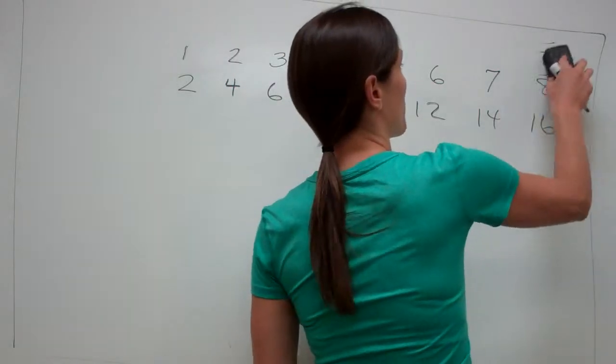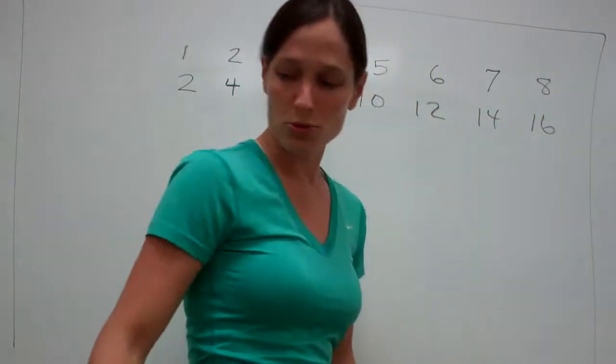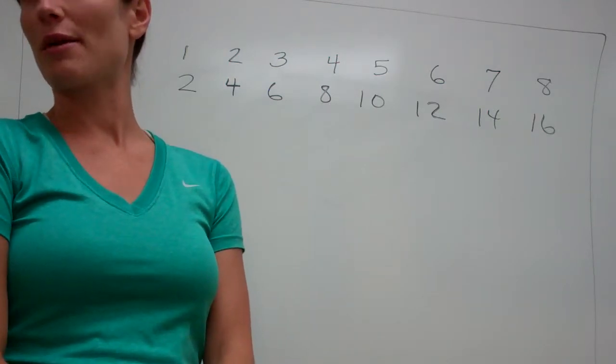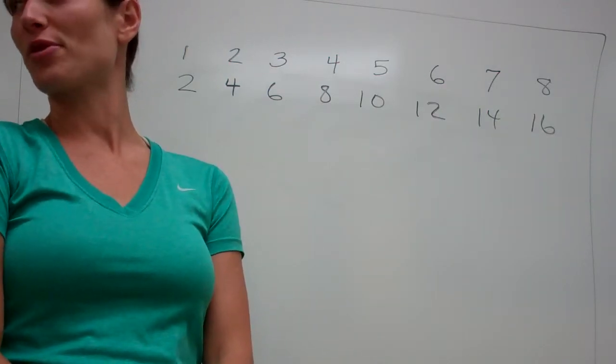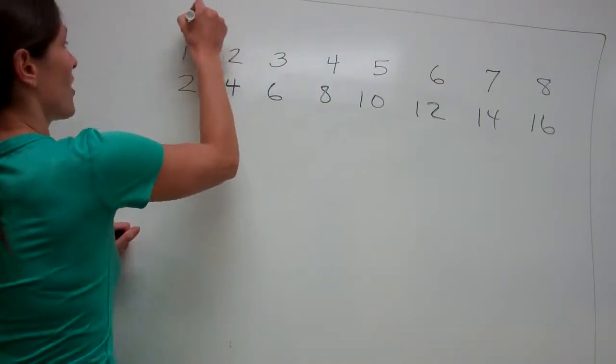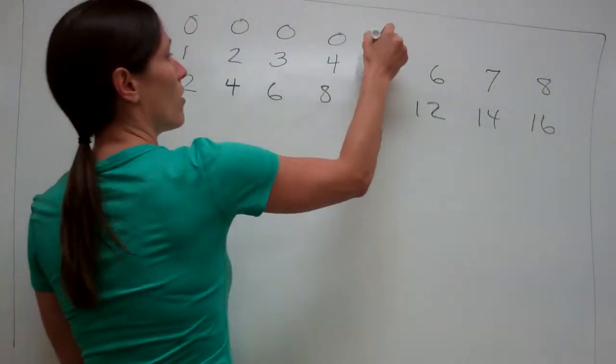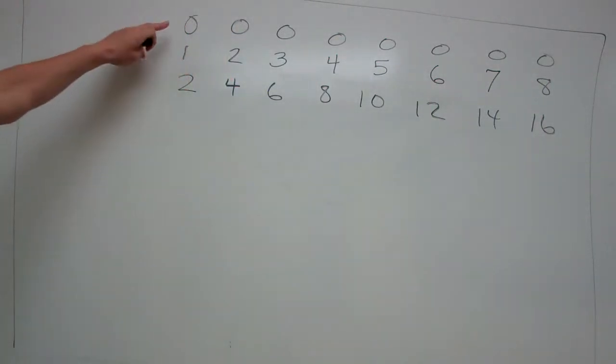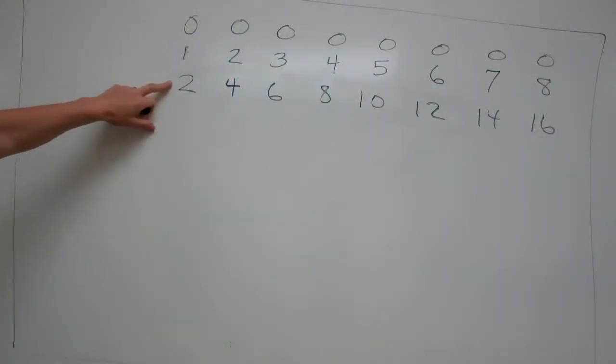Now, let's do a little bit easier one. What are the multiples of 0? What's 0 times 1? 0. 0 times 2? 0. 0 times 3? 0. So watch what's going to happen. All the multiples of 0 are 0. Alright. So now we've done 0s, we've done 1s, we've done 2s.